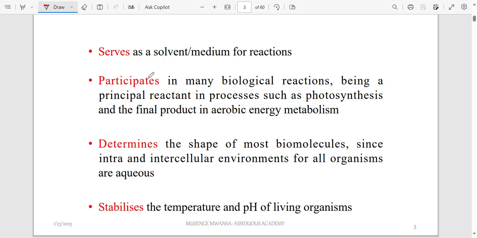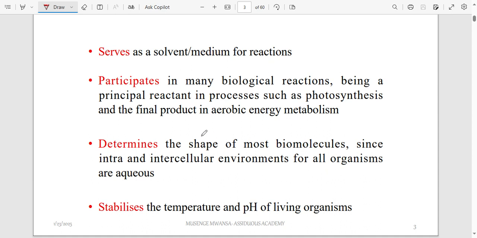Water is also important because it participates in many biological reactions, and it's actually the principal reactant in a lot of processes. For example, in photosynthesis, where we make glucose, which is of course important for energy. So that is the importance.